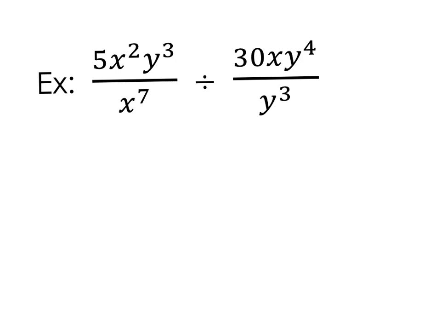In our first example, we're going to start similar to how we did in day 1. Taking a look at this quotient or division problem, we have 5x squared y cubed over x to the 7th divided by 30xy to the 4th over y cubed. Now notice in this example, there's nothing that has addition or subtraction. So when I say step 1, remember when we said factor the numerator and denominator completely? There's no factoring on this problem. We only have to factor when terms are separated by addition or subtraction.